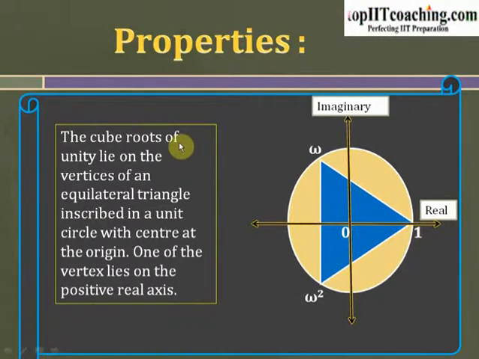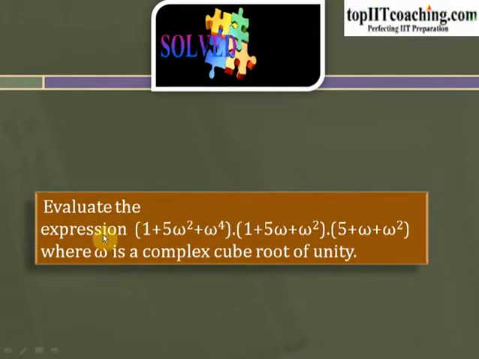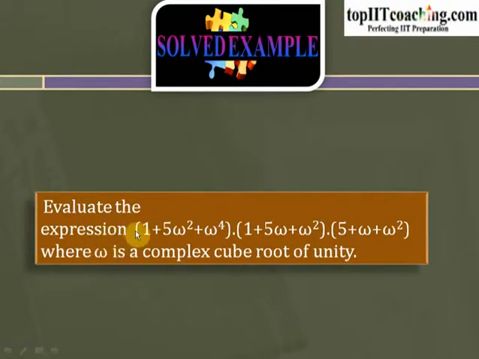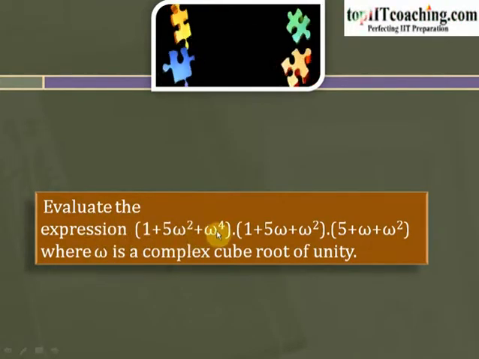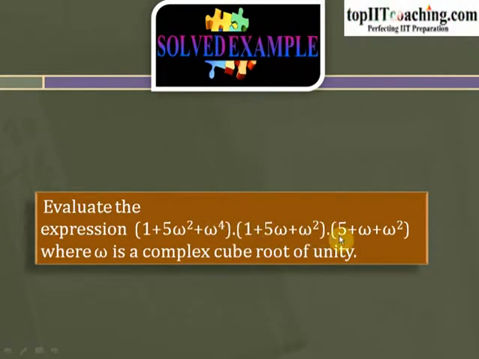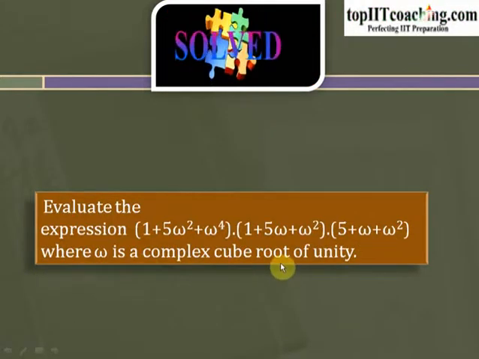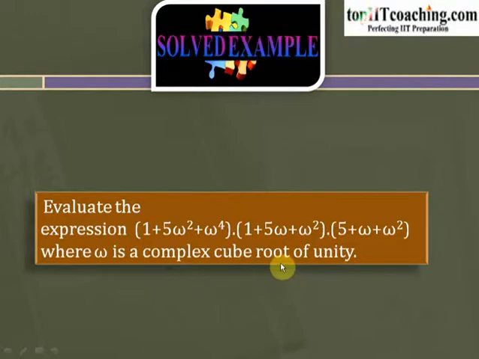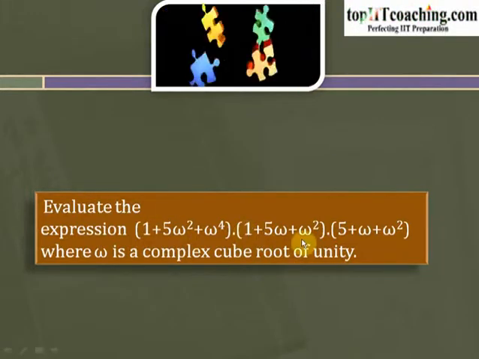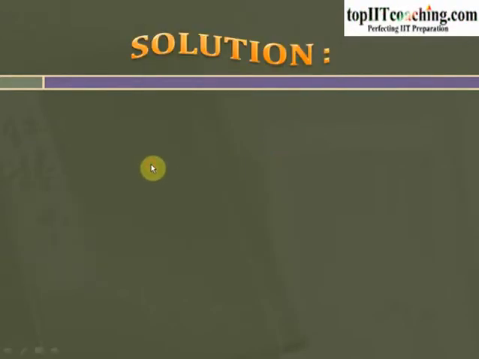So these were some of the important properties of the cube roots of unity. Now, based on them, let's try to solve a few examples. Evaluate the expression (1 plus 5 omega square plus omega to the power of 4) into (1 plus 5 omega plus omega square) into (5 plus omega square), where omega is a complex cube root of unity. So in this problem, we have been given an expression that involves the cube roots of unity, and we have to find the value of this expression. So let's see the solution of this.